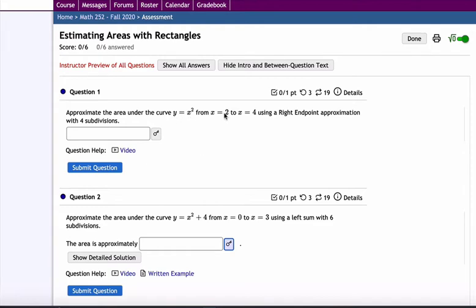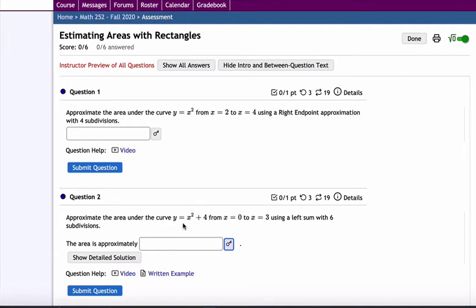A is 2, and B is 4. So maybe you can calculate delta x, you can calculate the different xi values, you can calculate the area of all the rectangles, and then you can come up with your answer over here. I think the values will work out fairly nicely if you deal with fractions instead of decimals, but you can do whatever you want in this one.